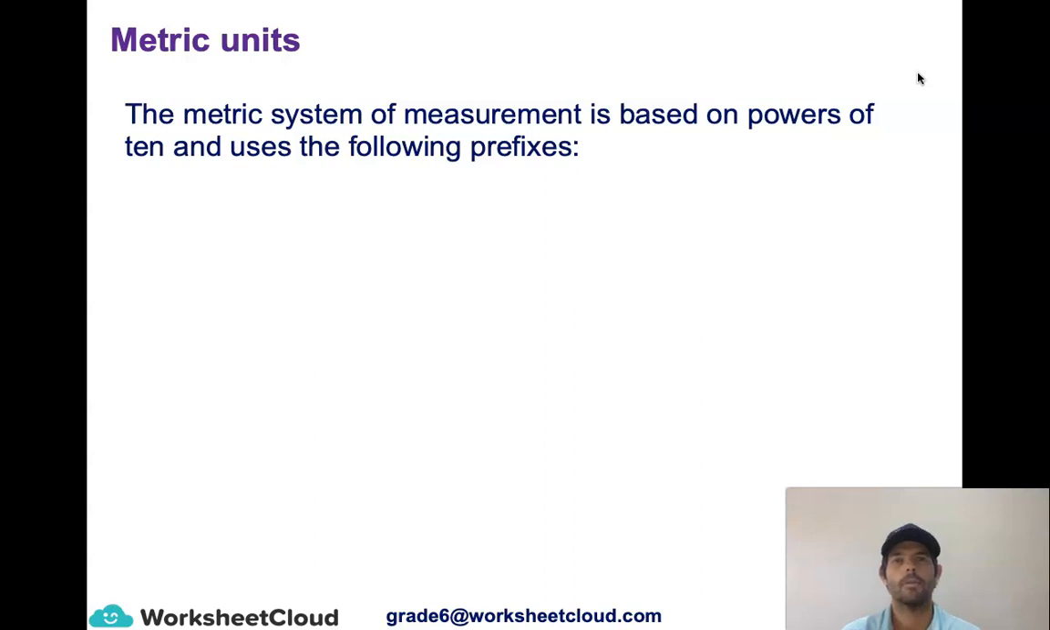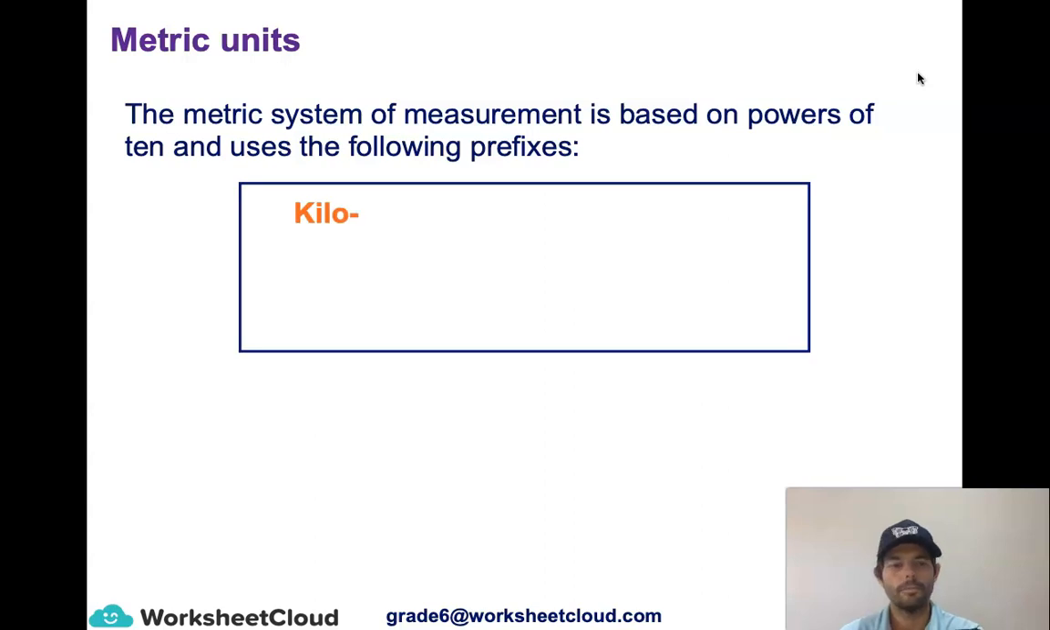Okay, and 10, 100, and 1,000 are all multiples of 10. So 10 is 10 to the power of 1, 100 is 10 to the power of 2, 1,000 is 10 to the power of 3. So that's what they mean when they talk about a base 10 system. Okay, so kilo means 1,000. It's either Greek or Latin. So kilometer, 1,000 meters. Kilogram, 1,000 grams. Kiloliter, 1,000 liters.